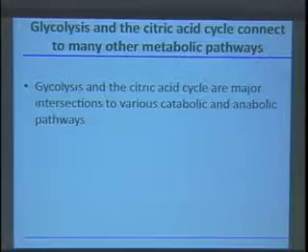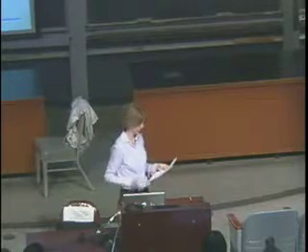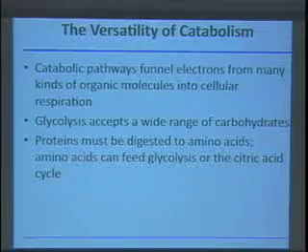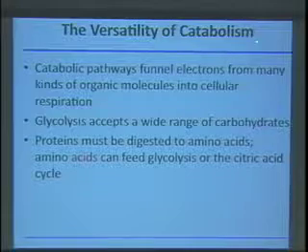But importantly, they can also be used to make all the molecules that are necessary in the cell. So only some of the food that we eat is actually burned as fuel. Other food that we eat is broken down and then used as the starting material to make things like DNA, RNA, proteins, and the fats that go into cell membranes. So these catabolic pathways have to be very versatile.